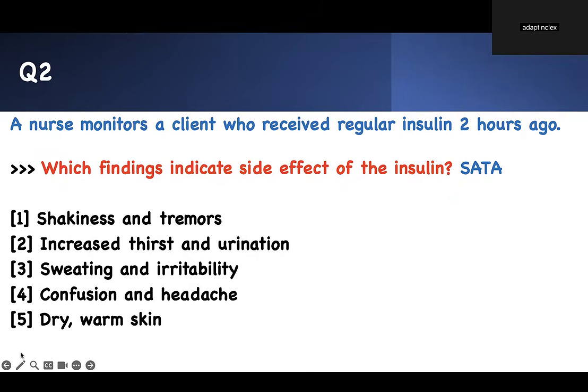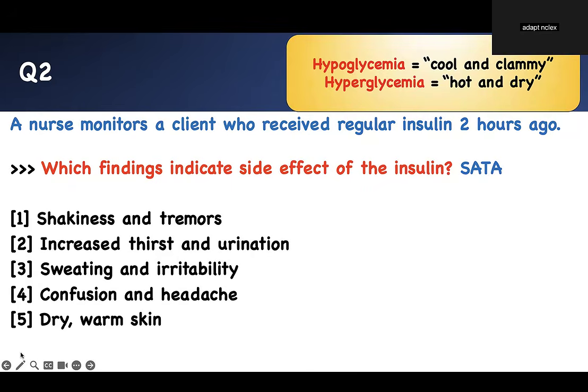There's a strategy here. I give you insulin. Which of these indicates a side effect? What is the question asking you? If you break it down, the question is asking you about hypoglycemia. Because if I give you insulin, you're going to be hypoglycemic. How do you know I'm hypoglycemic? I call it cold and clammy is hypoglycemic, and hot and dry is hyperglycemic. Which of these signs and symptoms indicate cold and clammy?